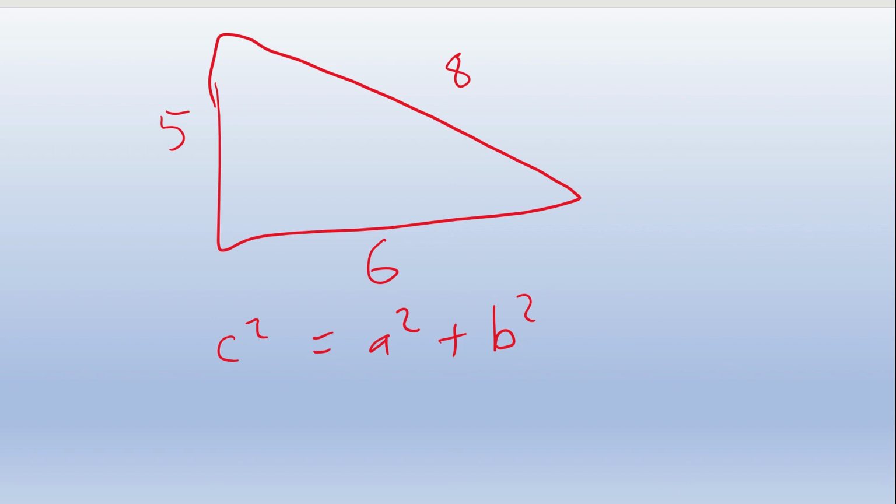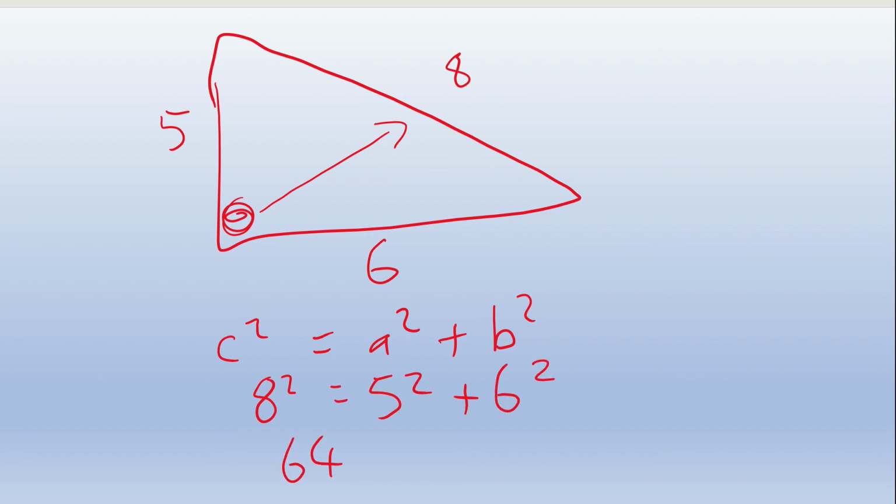My biggest side is going to be 8, because if my right angle does exist, it is going to be opposite my biggest side. So 8 squared is equal to 5 squared plus 6 squared. Let's see if this works out. 8 squared is 64, 5 squared is 25, 6 squared is 36. So 64 is equal to 25 plus 36. 25 plus 36 is equal to 61.